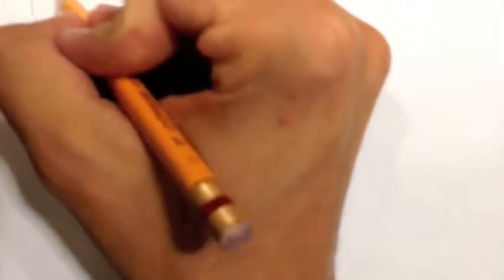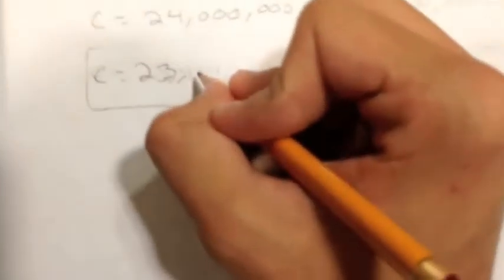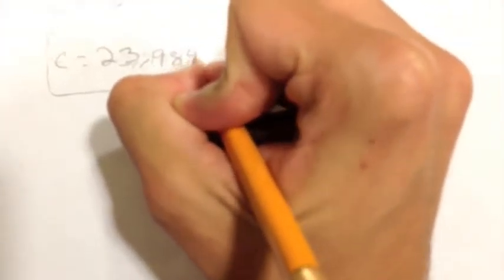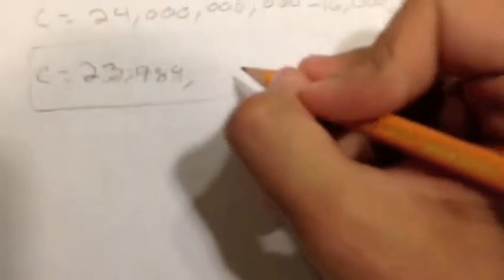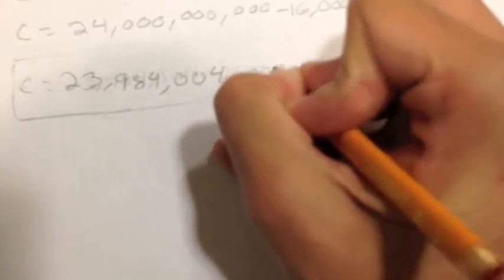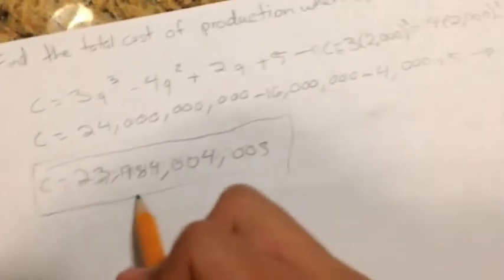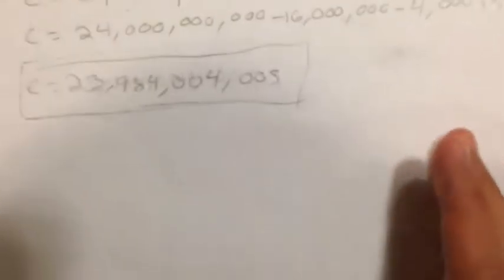And now when we add all that, it should give us C equals 23 billion, 984 million, 004,005. Now that should be your answer.